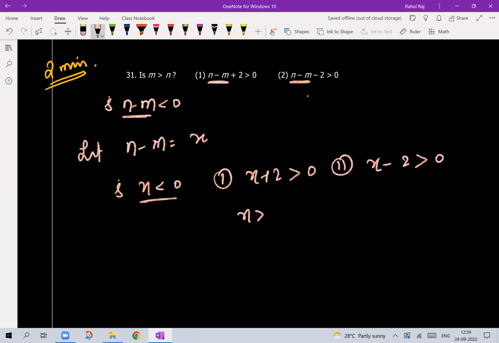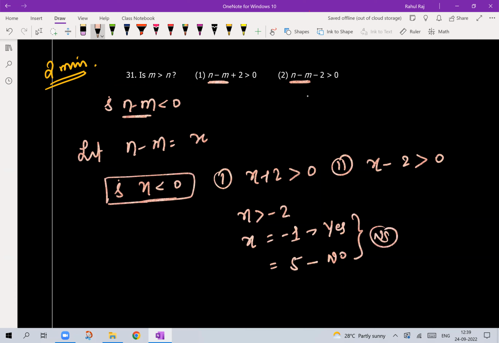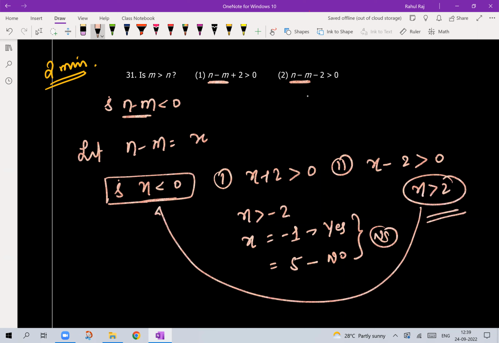Option number 1. It means what? x is greater than negative 2. If x is greater than negative 2, it can be negative 1. It can be 5. So is x less than 0? When it is negative 1, yes, it's less than 0, but x can be 5 also. So it's no, not sufficient. Now the question is, is x less than 0? Option number 2 says what? x is greater than 2. If x is greater than 2, x can never be less than 0. It's a confirmed no answer.